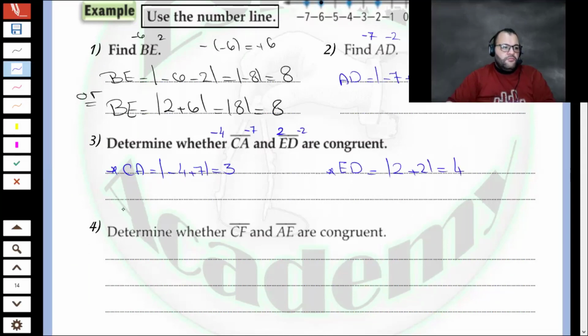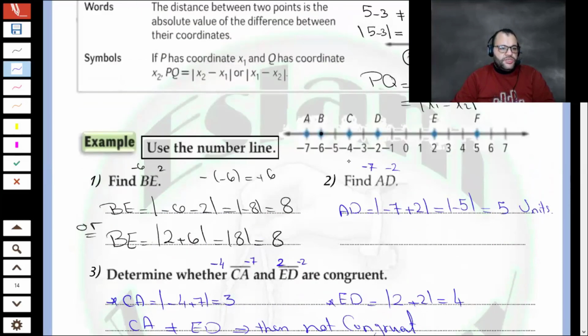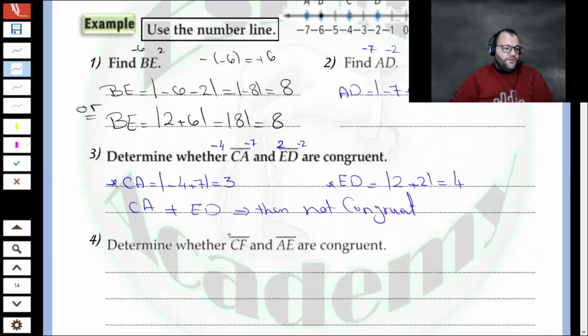They're not congruent, since CA is not equal to ED. Yes. If it was 4 and 4, they would be congruent. If they are equal in length, whatever the length, they are congruent. If they are not equal in length, they are not congruent. We need to find CF and AE. C is negative 4, and F is 5.